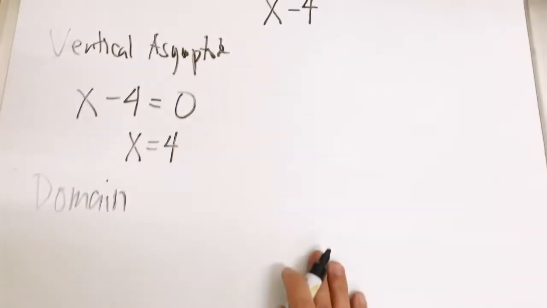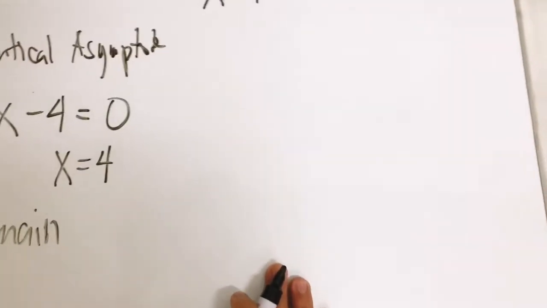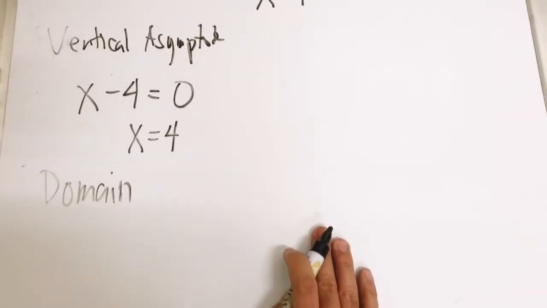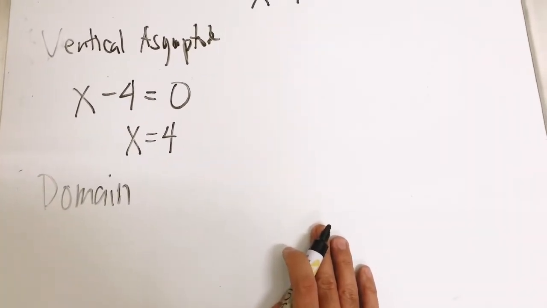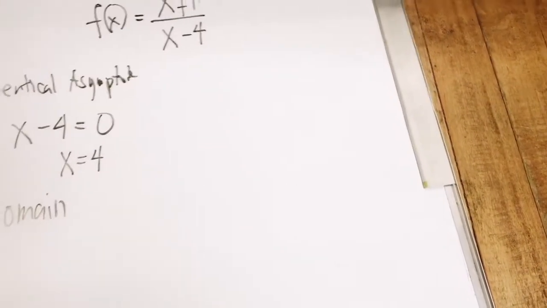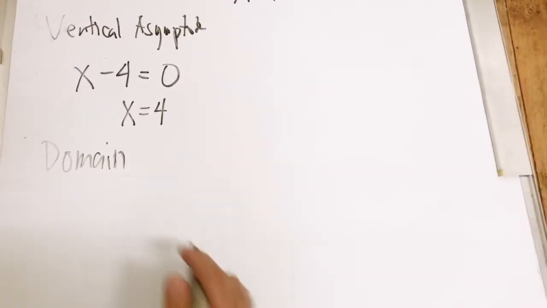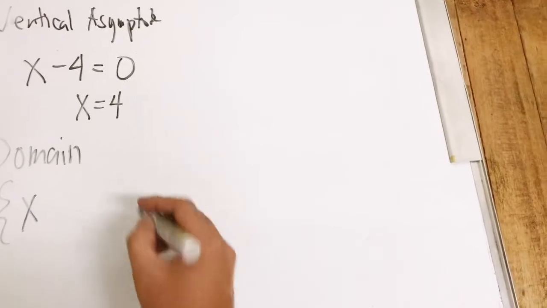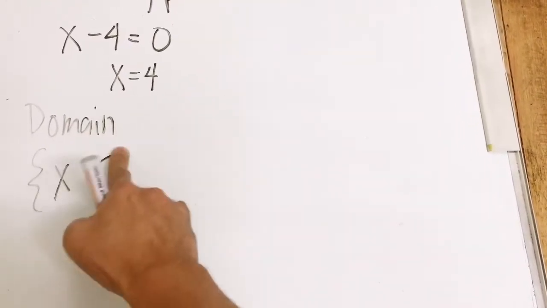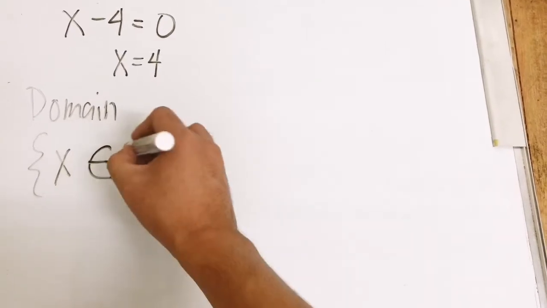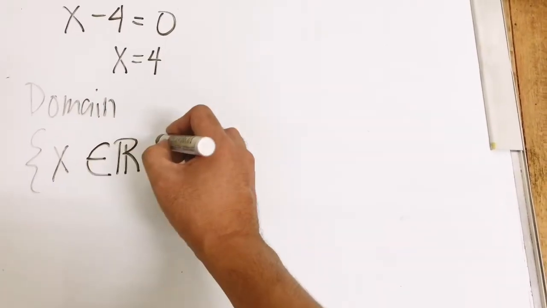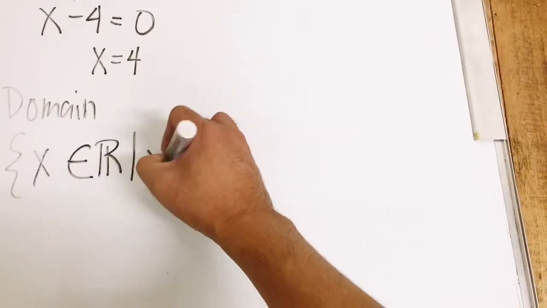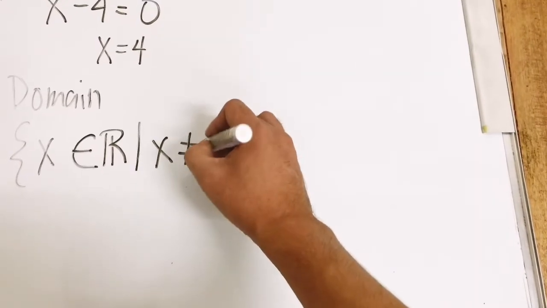In finding the domain, we will base the answer in vertical asymptote. You can use set builder notation or interval notation. Now, how can we write if I will use set builder notation? So we have x is an element of real number such that every value of x is not equal to 4.